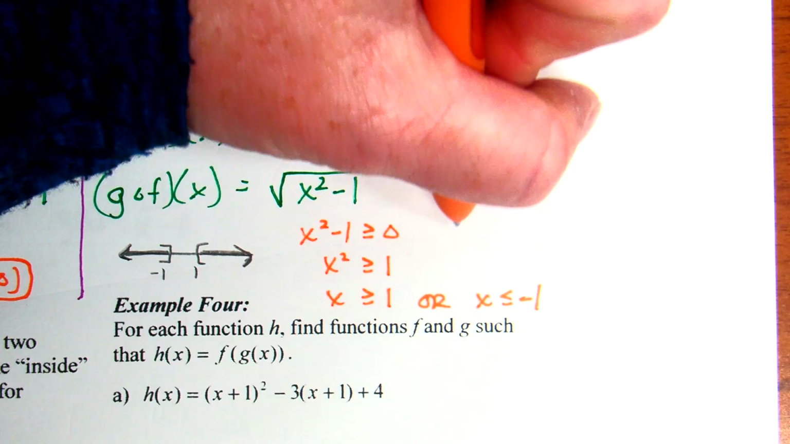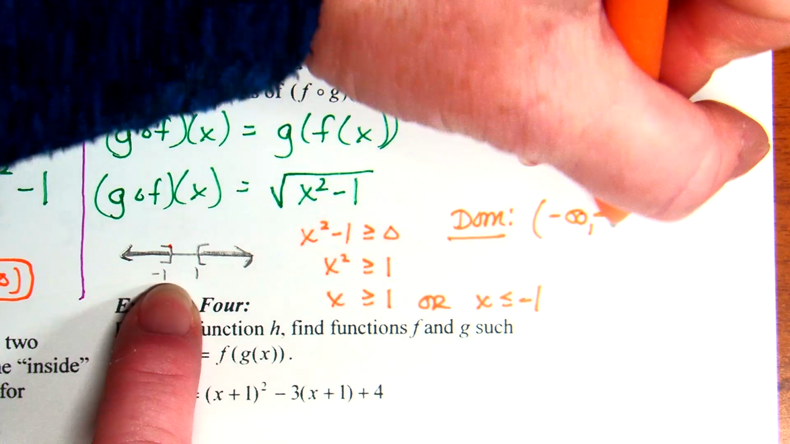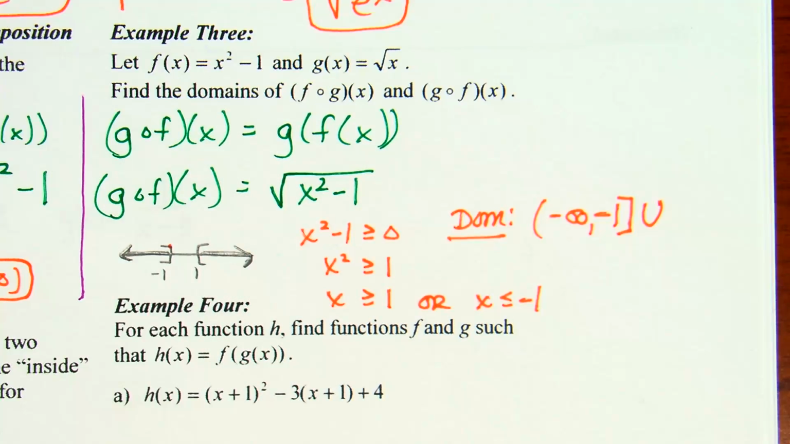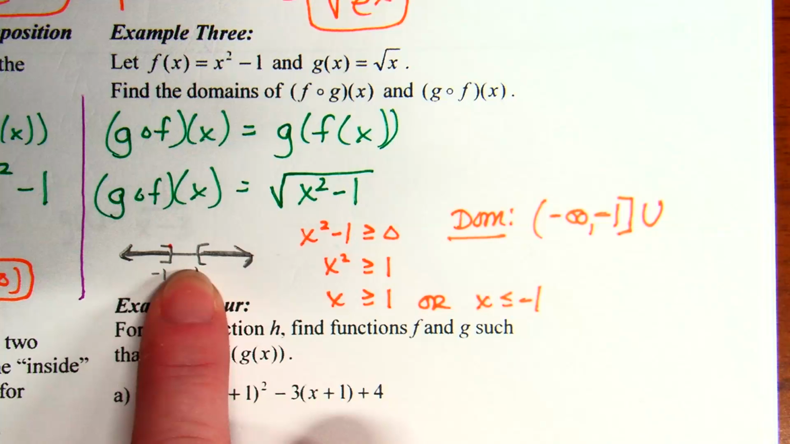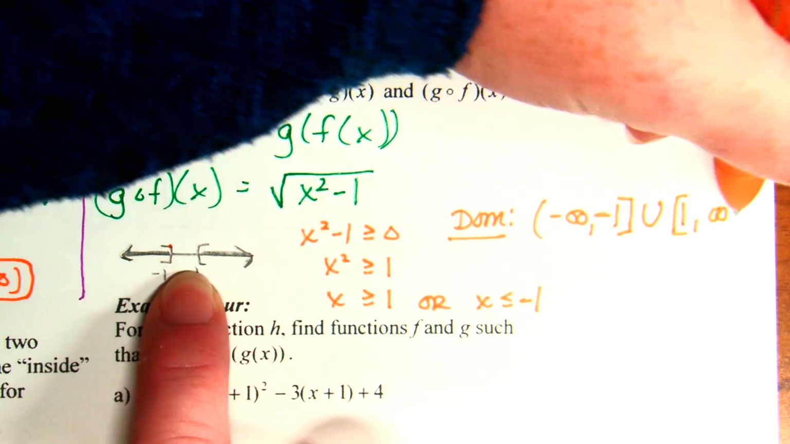Okay, so domain. How does my domain read here? Less than or equal to negative 1, we're going to start at negative infinity up to where? Negative 1 with a bracket. Union, because there's a gap, right? If you're connecting two individual pieces of the graph, you use a U for union. And then where's the next one start? 1 with a bracket up to infinity.